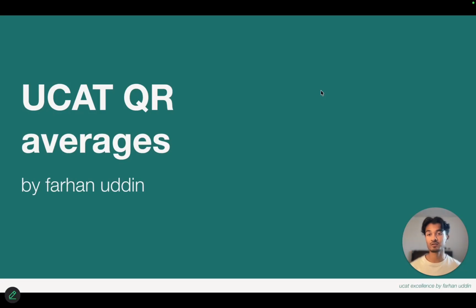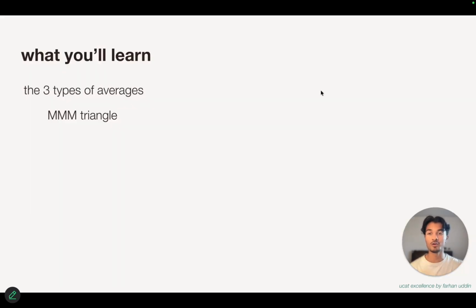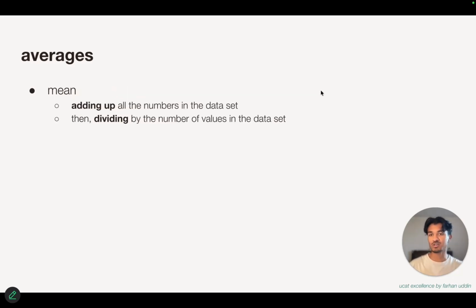If you're still getting confused between mean, median, and mode, then I'm going to show you the triple M triangle that'll help you recognize exactly what you need to calculate instantly. My name is Farhan, I'm a junior doctor, and I've helped over 100 students get into medicine and dentistry across Australia. And in this video, you're going to learn the 3 types of averages and an easy way to remember them. That is the triple M triangle. So let's jump into it.